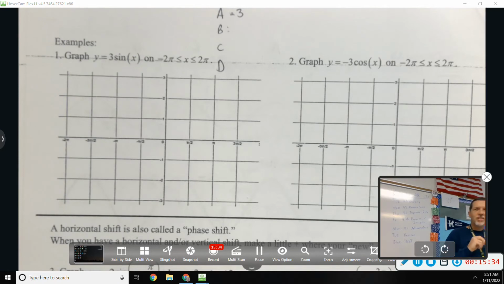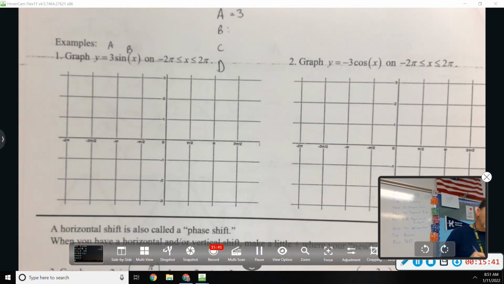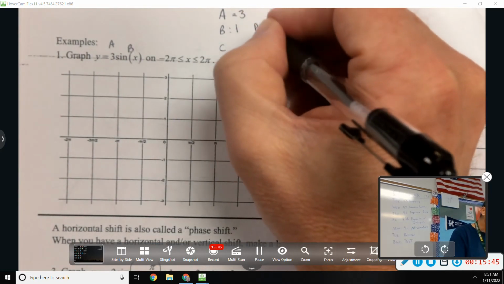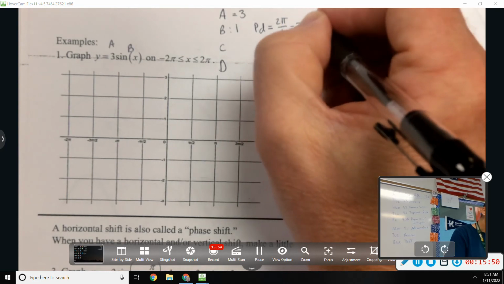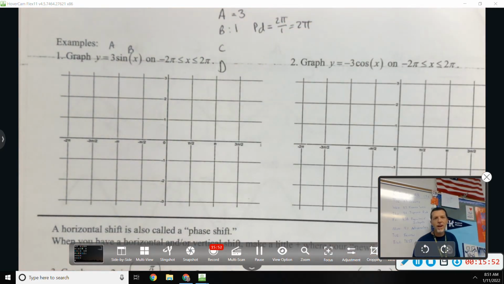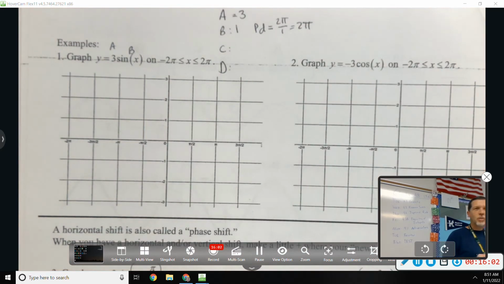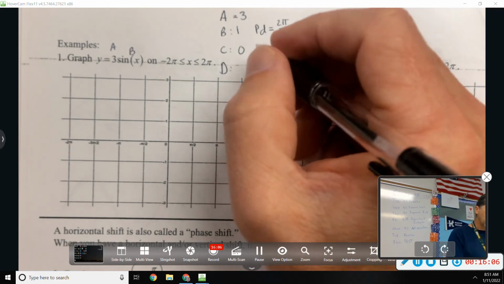In some ways this one's easy, in some ways it's hard because the stuff's not there. What's the multiplier right there? 1. So be careful. So B is 1. What does that mean the period is? 2 pi over 1, which is 2 pi. How about C, the left and right shift? What is it if it's nothing there? 0. And how about the up and down shift? 0.